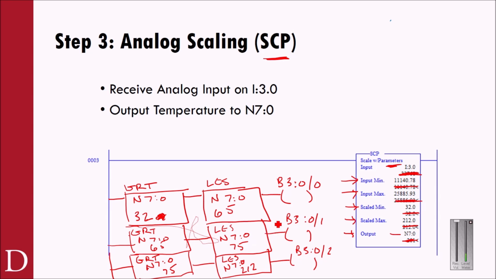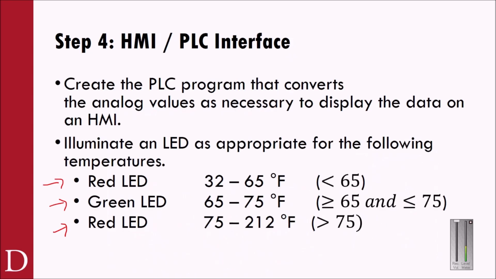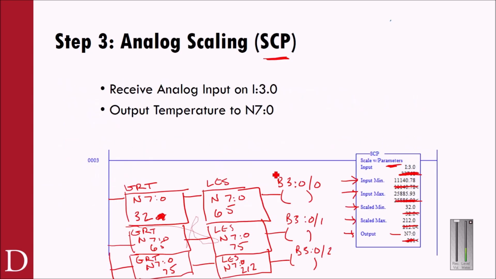But what we know now is that this one will be red, this one will be green, and that one will be red. So with red, green, and red, we're saying, okay, as long as it's between 65 and 75, our temperature is good. If it goes below 65 or above 75, maybe that's an alarm condition. Now you might say, okay, well, what are we going to do with that? Because we need to do something with the HMI now, right?